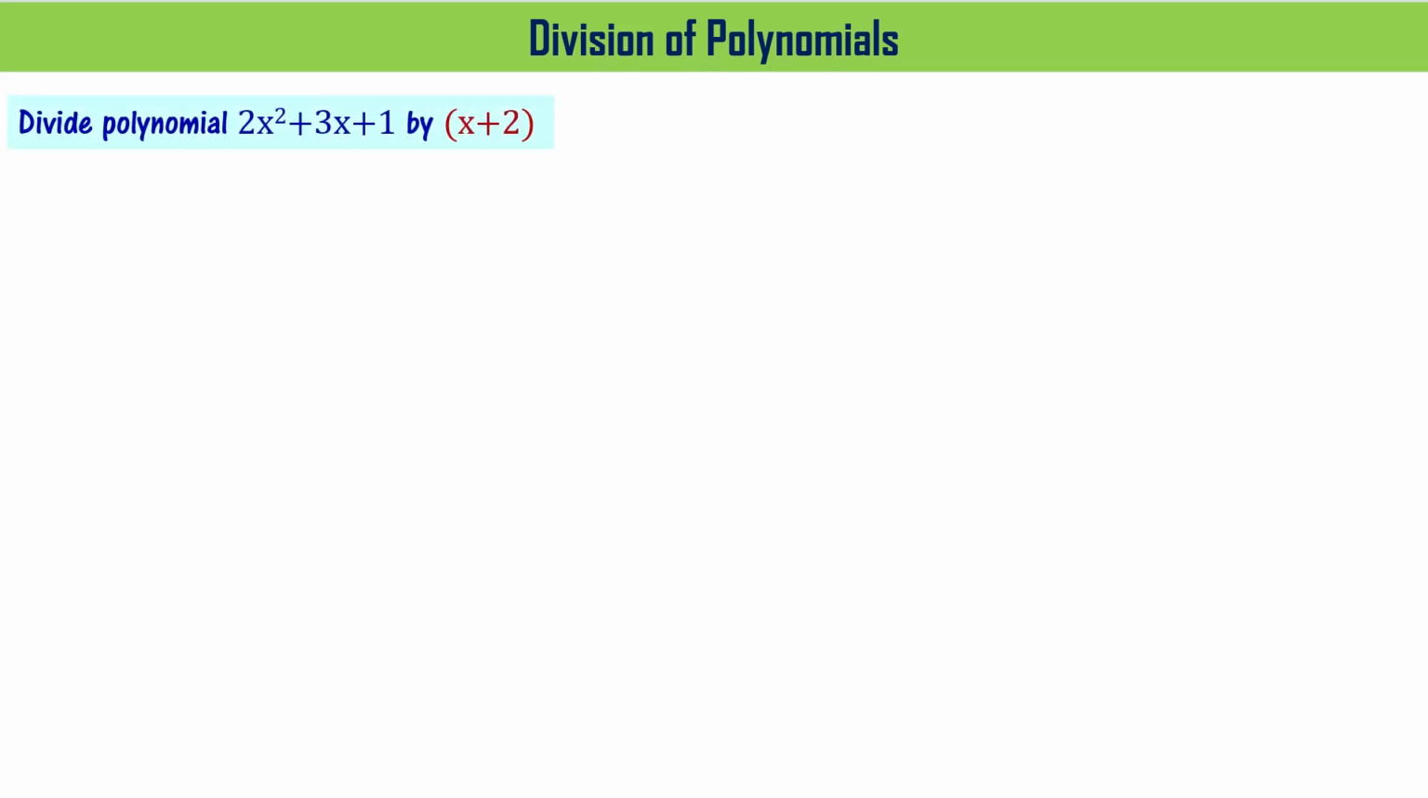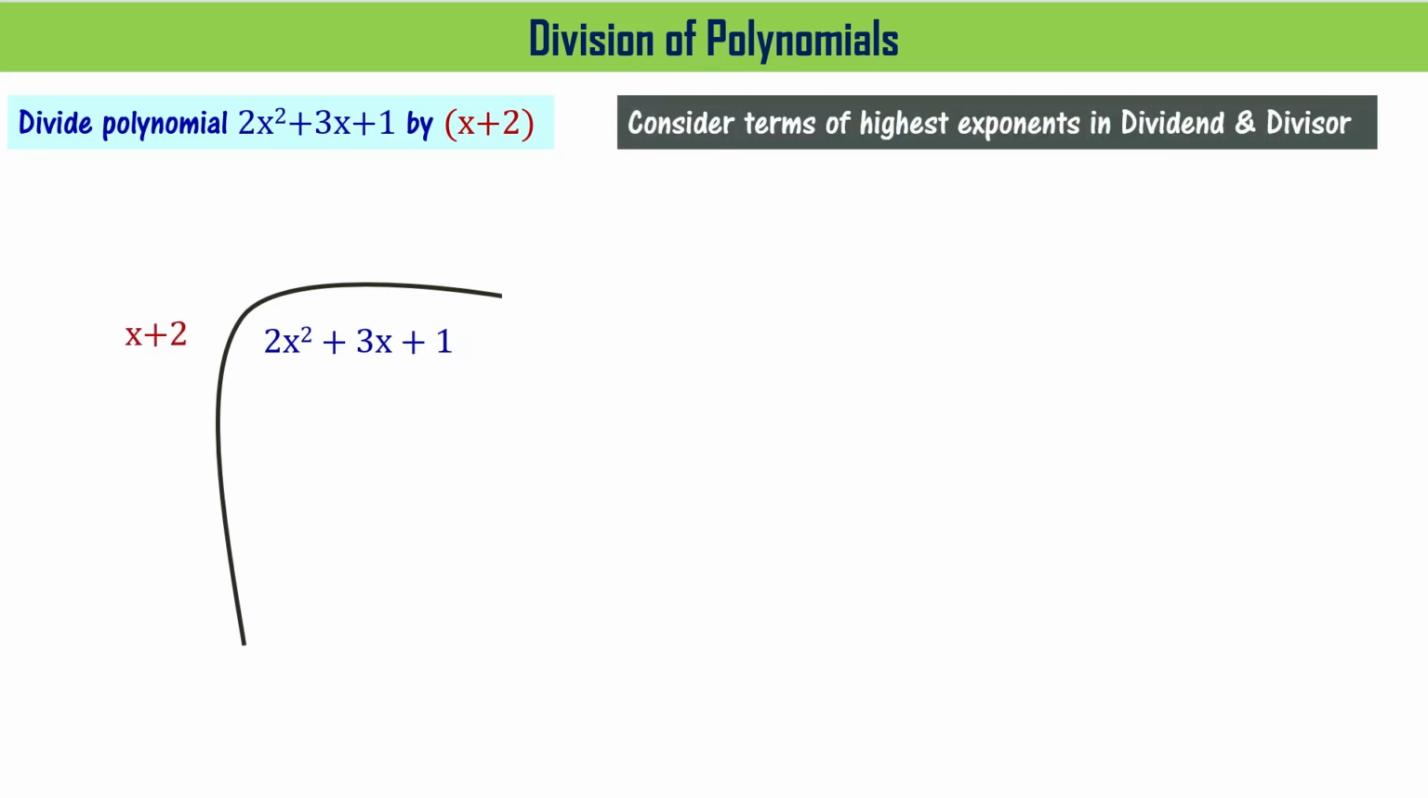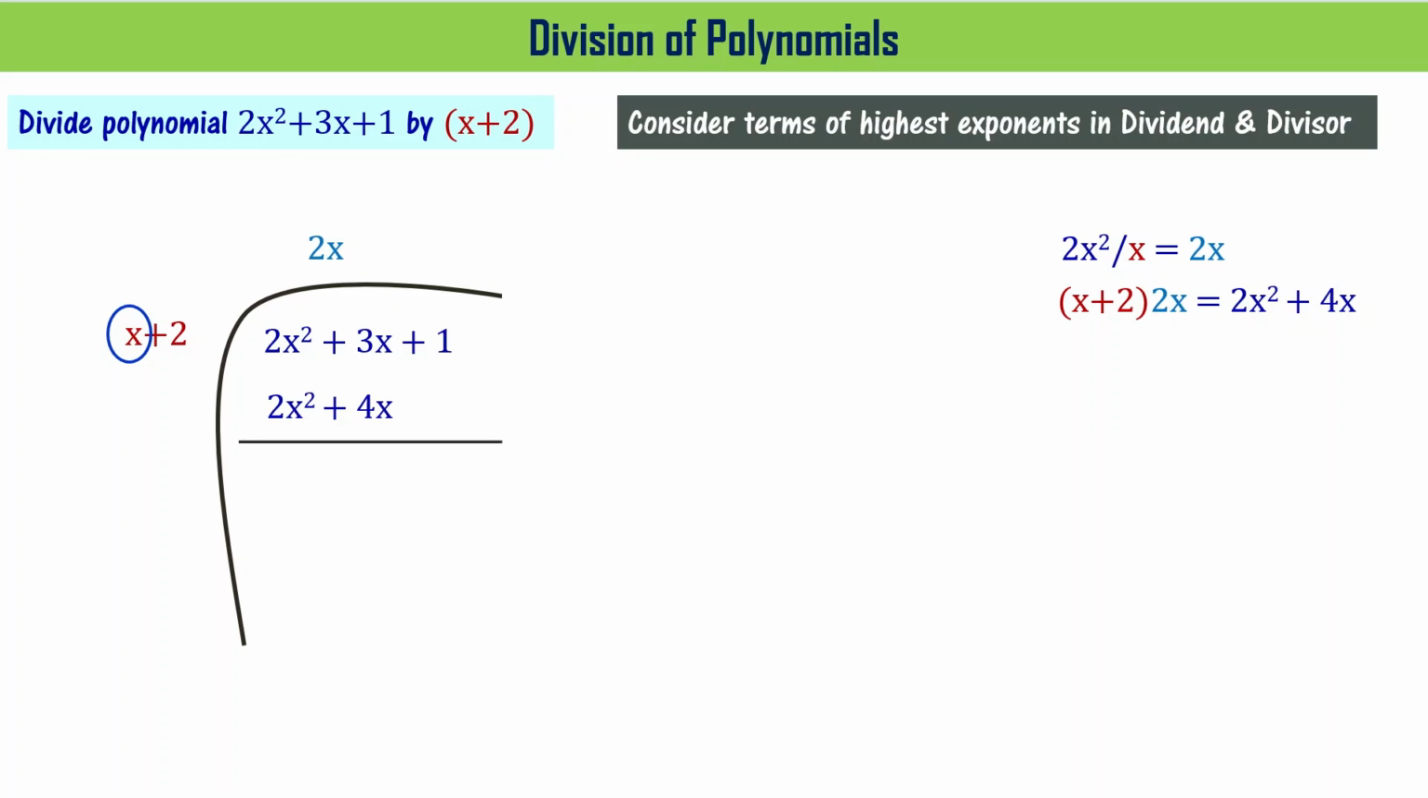Let's solve another problem. Divide polynomial 2x square plus 3x plus 1 with x plus 2. The first step involved here is we have to consider terms of highest exponents in dividend and divisor, right? So 2x square and x. When you divide 2x square with x, you get 2x as the answer. That is part of your quotient now. And now multiply the divisor with 2x such that you get 2x square plus 4x as the answer. That has to be subtracted from the dividend. When you do that, you get minus x as the answer.